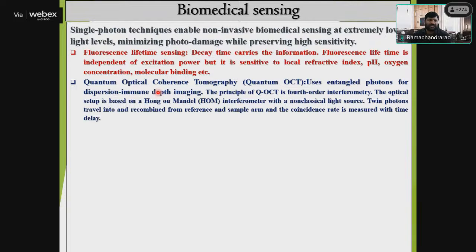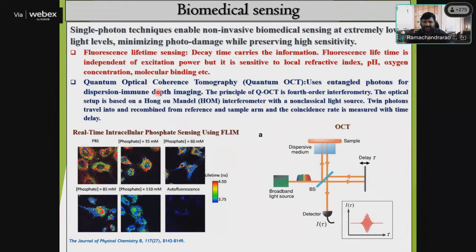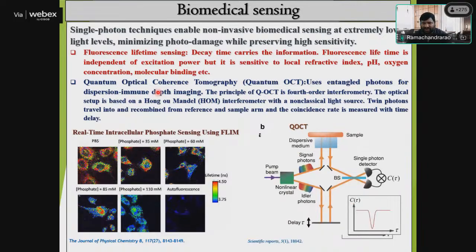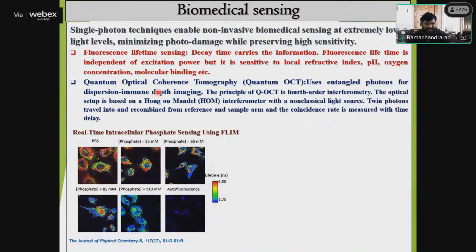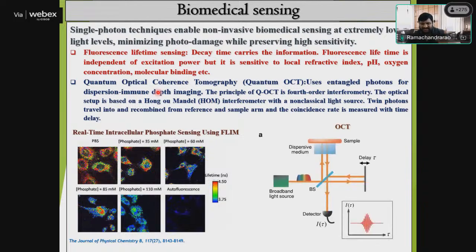And there is quantum optical coherence tomography, where people use entangled photons to do that depth imaging. It is like you have a classical optical coherence tomography, and this is the classical way how you see, but if you use quantum, it's QOCT, you will get very high resolution images.